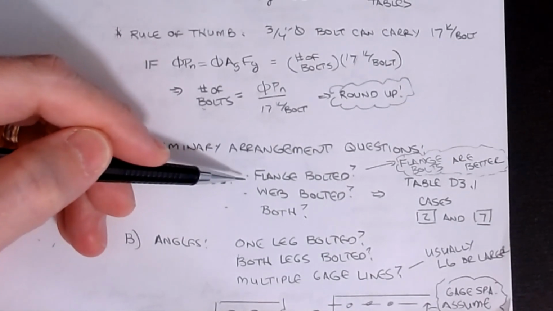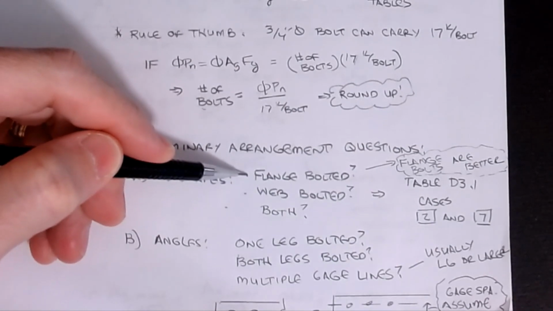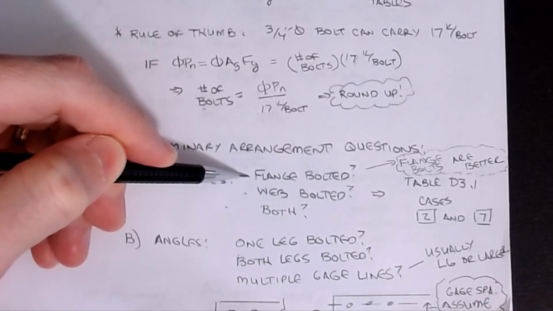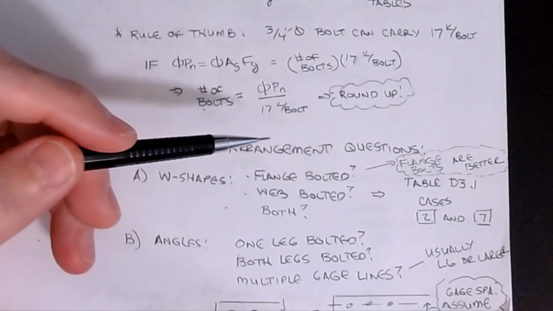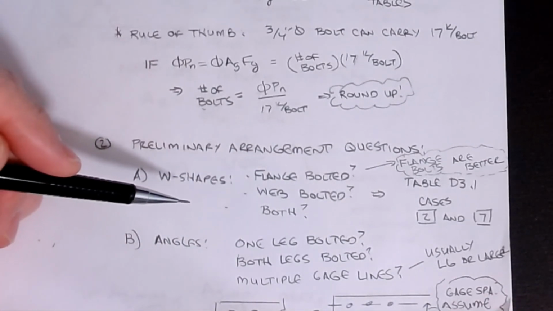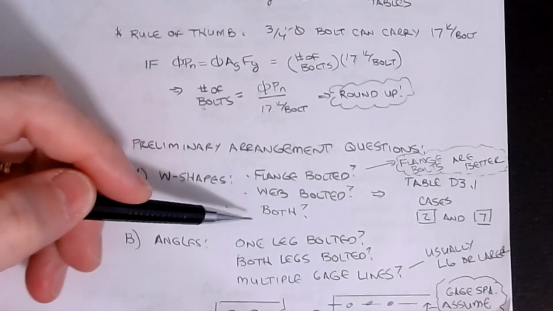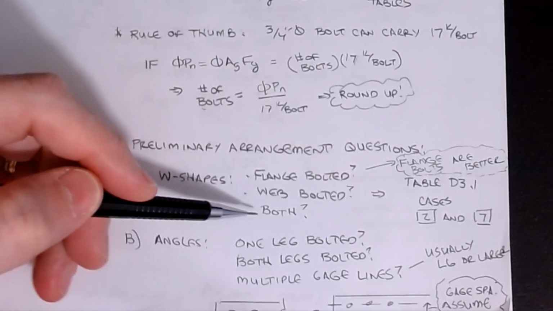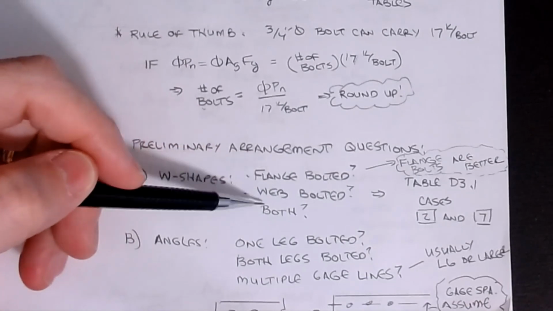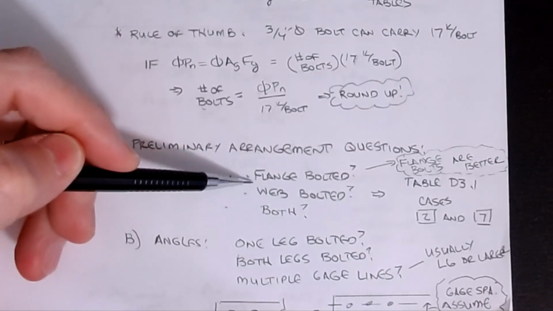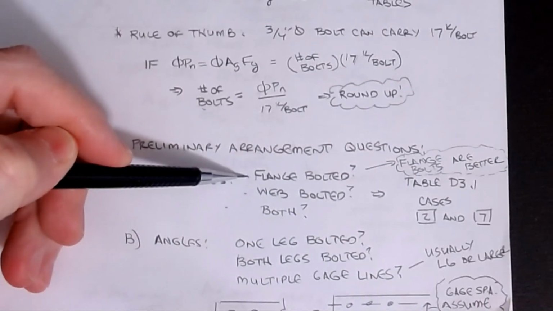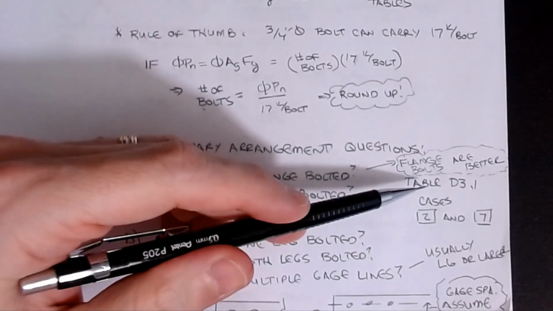Typically, if you remember the shear lag table that we talked about, and if you don't remember that, go back and look at the video for our shear lag coefficients, table D3.1. Typically, if you bolt the flanges of a member, you get a higher U value than if you bolt just the web. And if I bolt both, then maybe I can use case 2 or even case 1 to some degree to play with it. But one or the other, the flange is generally our first option for bolting and seeing if we can make this work. So again, we're looking at table D3.1.